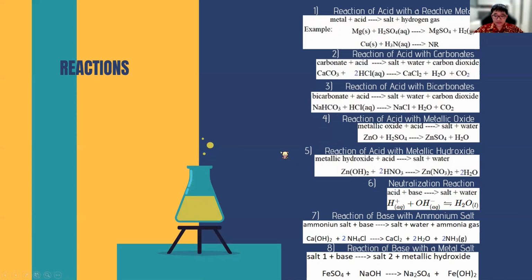For the 5th reaction, we have the reaction of acid with metallic hydroxide. This reaction is a reaction between metallic hydroxide plus acid, which will yield salt plus water. This is an example for the reaction.